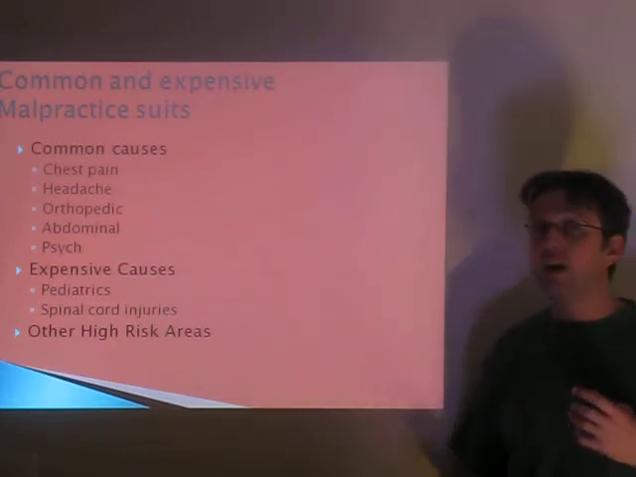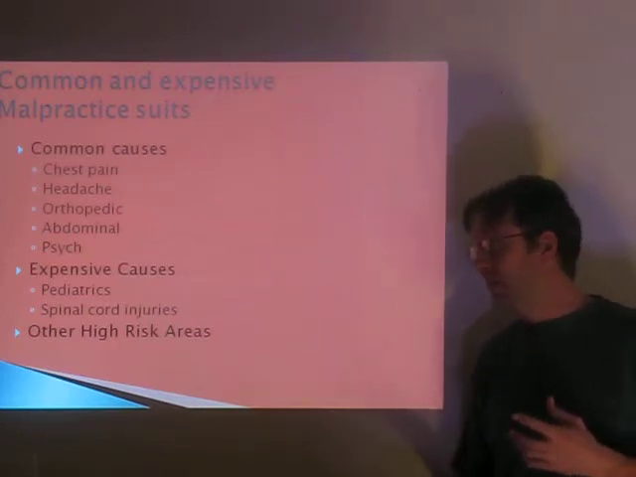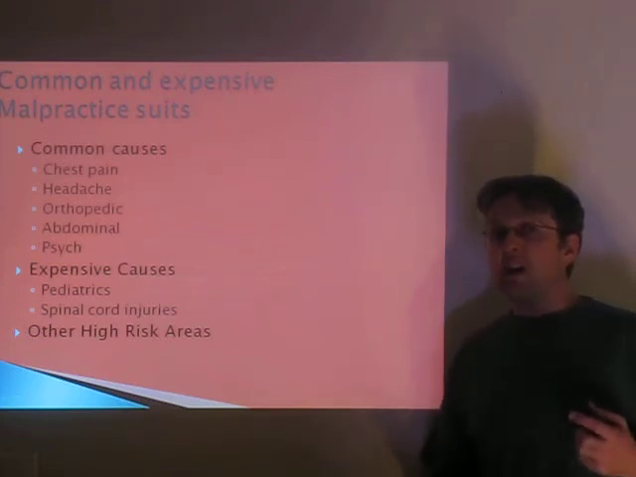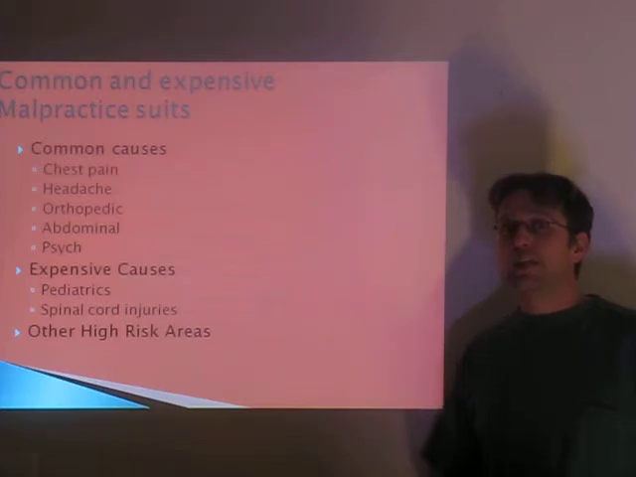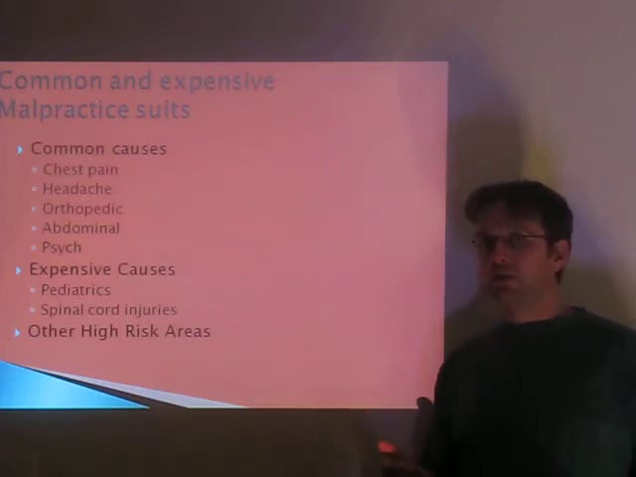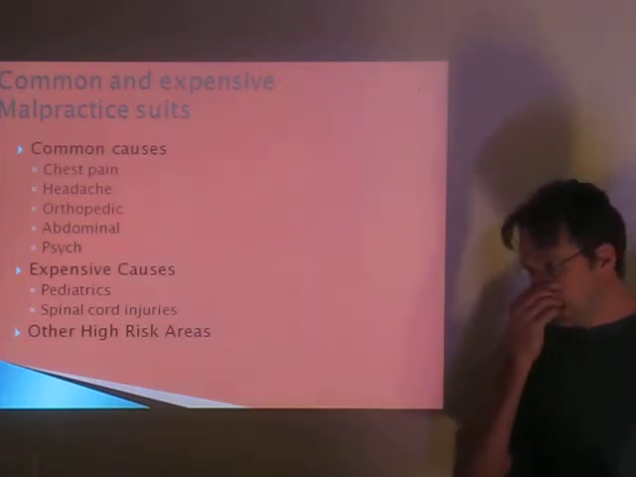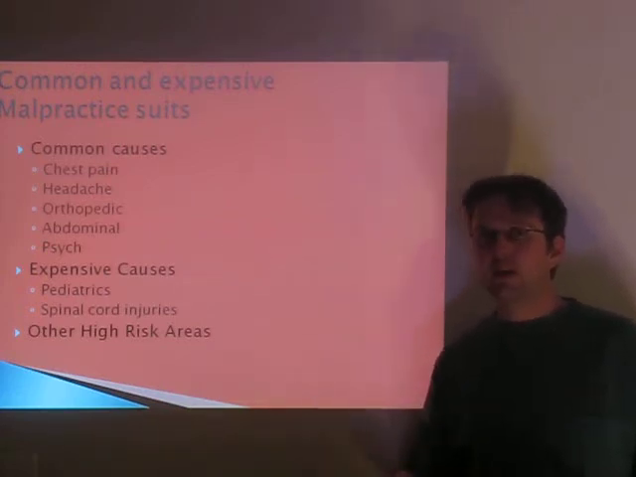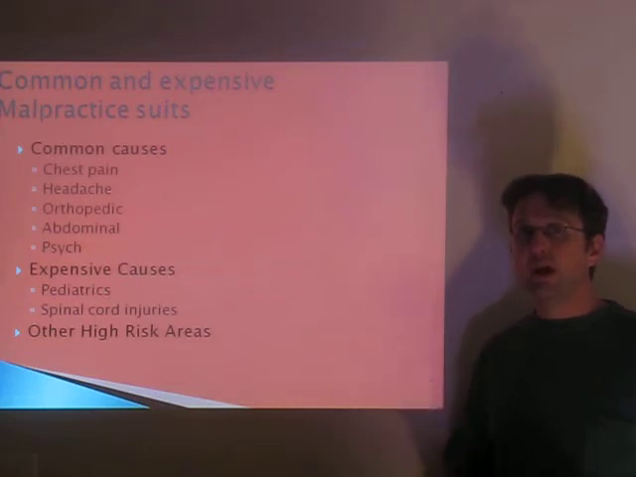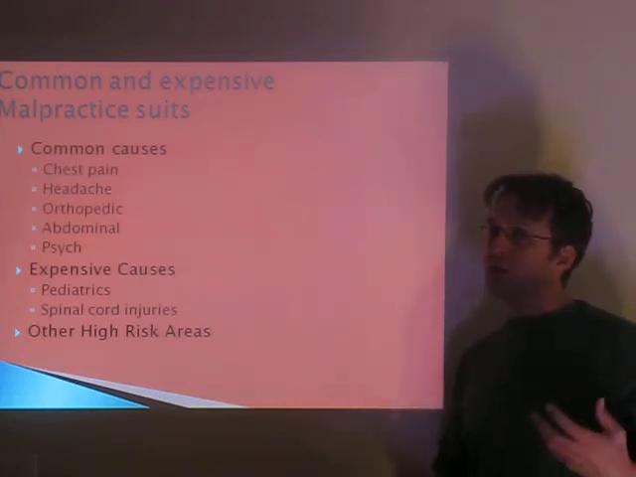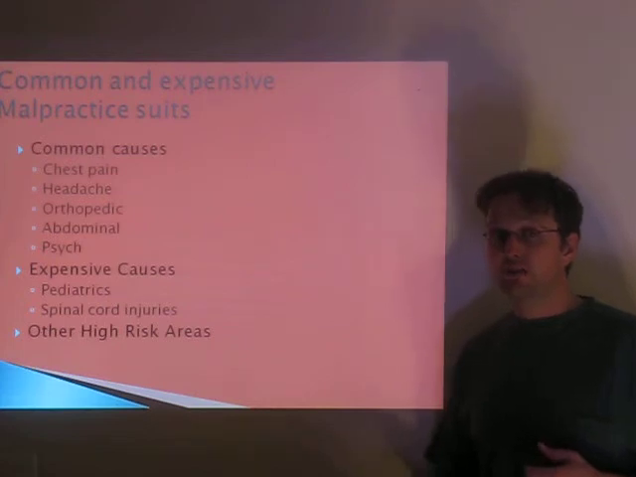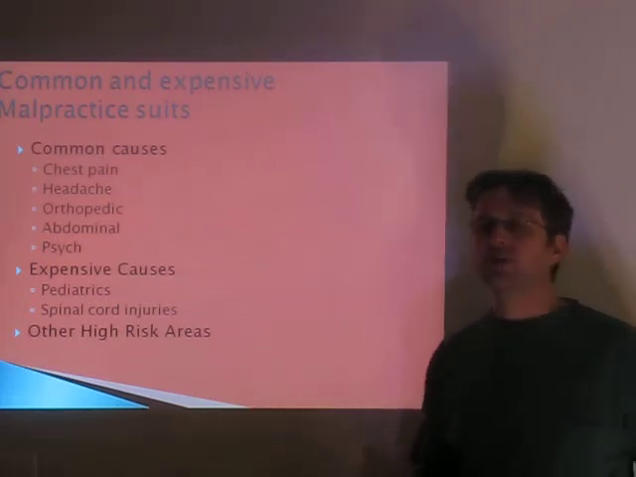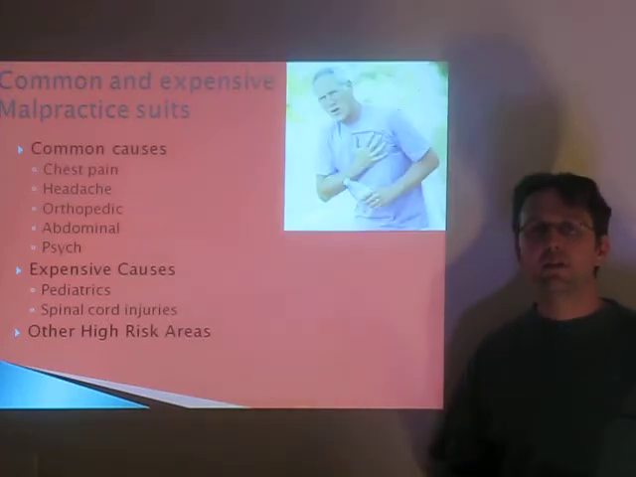And then expensive causes. These aren't frequent because there aren't that many sick kids, there aren't that many spinal cord injuries, but boy, when a kid gets injured or dies, that's a lot of productive years that are lost. So that turns into a very expensive case. When you have a spinal cord injury, this tends to happen in young, active people, and they're in a tube to get around the rest of their life and need 24-hour care. Boy, that's 20 or 30 or 40 years of very expensive care. So those are very expensive. And then we'll just touch on a few other high-risk areas. So that's where we're going.